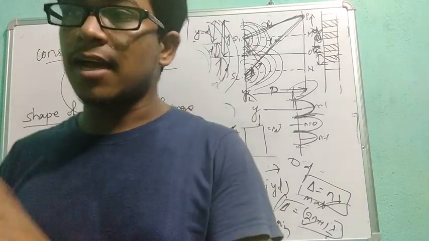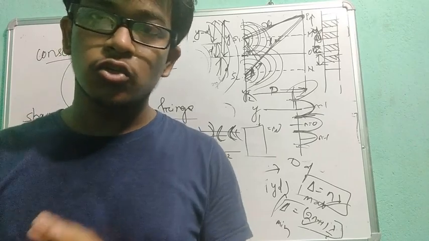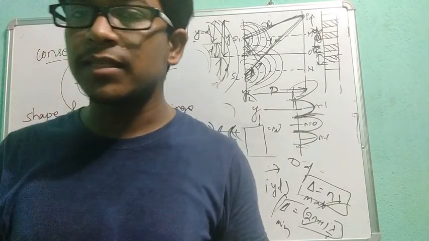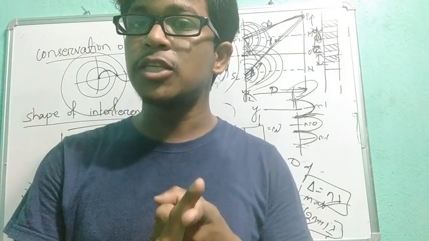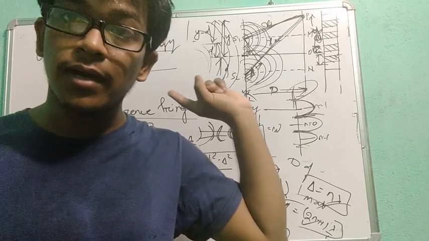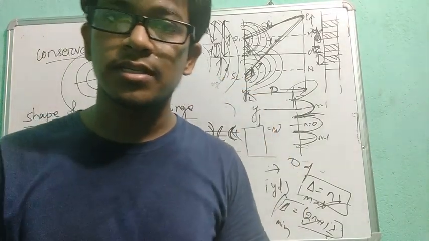In the next class, I will teach you the biprism experiment. This is also, I think, wave front splitting. Just remember always one thing: interference is of two types, amplitude splitting or wave front splitting. This one we did in what? Wave front splitting. Remember all these points.